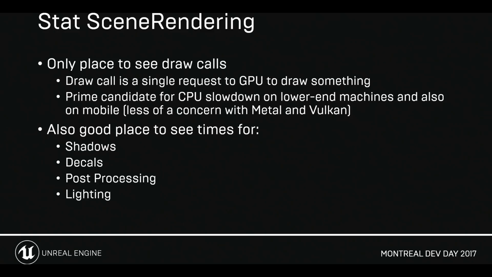So stat scene rendering, this one's huge. Always remember this and always use it. This is the only place where you can see where your draw calls live. And draw calls are a major culprit for slowing down your CPU. Basically, you've just got too many things on the screen. It can be individual meshes, too many materials, or a combination of both. Also, this is a good place for you to see how long shadows are taking to render, decals, post-processing, lighting. All of these things are broken down line by line. All you have to do is run your game, type stat scene rendering, and it's all right there.